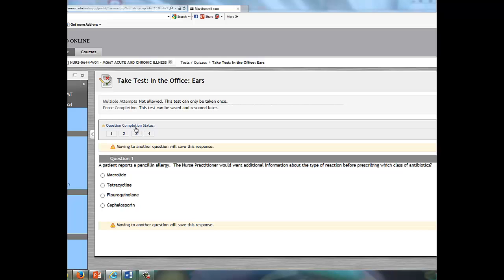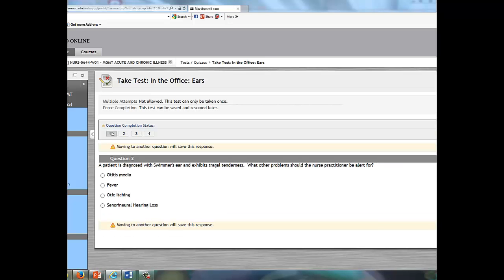There's only 4. A patient reports a penicillin allergy. The nurse practitioner would want additional information about the type of reaction before prescribing the antibiotics. Which class of antibiotics? So we know that there is a viliform rash that you can get with a penicillin that is not the same as an anaphylactic rash. Okay, so there's a cross reaction between penicillin and cephalosporins, so that's probably the answer to that one. Let's see. And then I'm going to move to the next question.